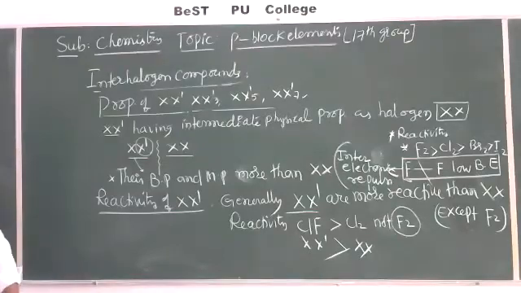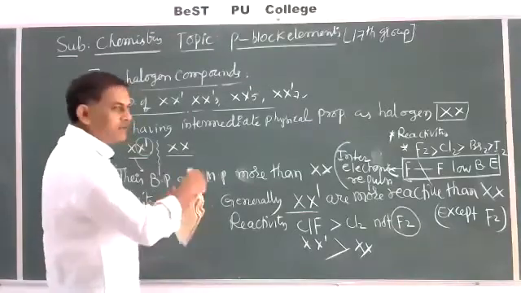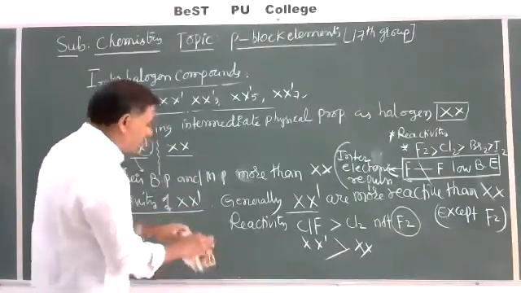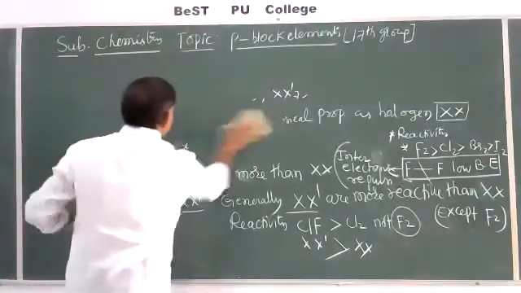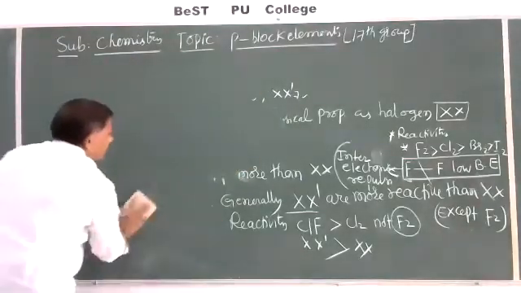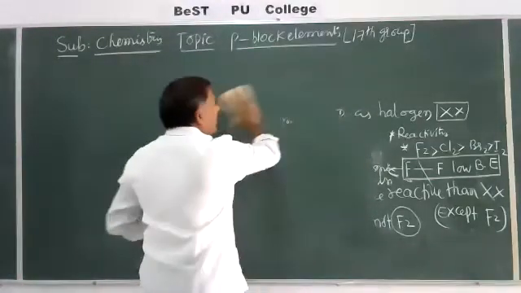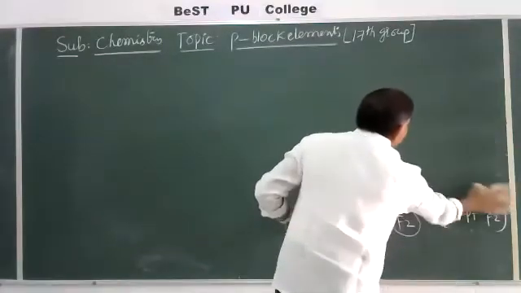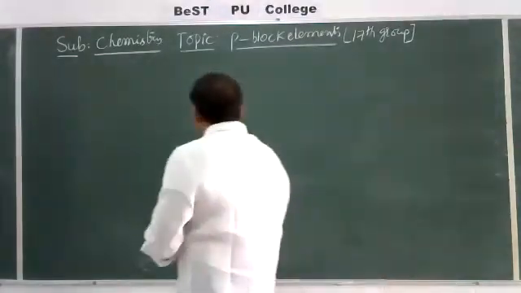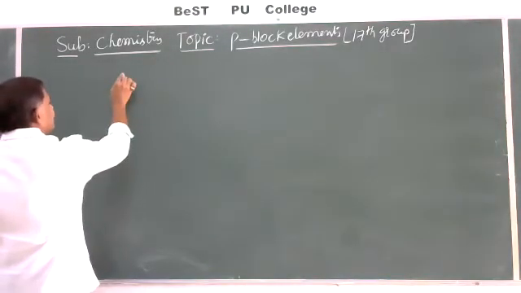Why are the interhalogen compounds more reactive than the halogens, except fluorine? Give reason. It may be a 1 mark or 2 mark question. Maybe they'll ask based on this reactivity. Why are interhalogens more reactive than normal halogens, except fluorine? Give reason, like the questions they'll create in a subjective examination.